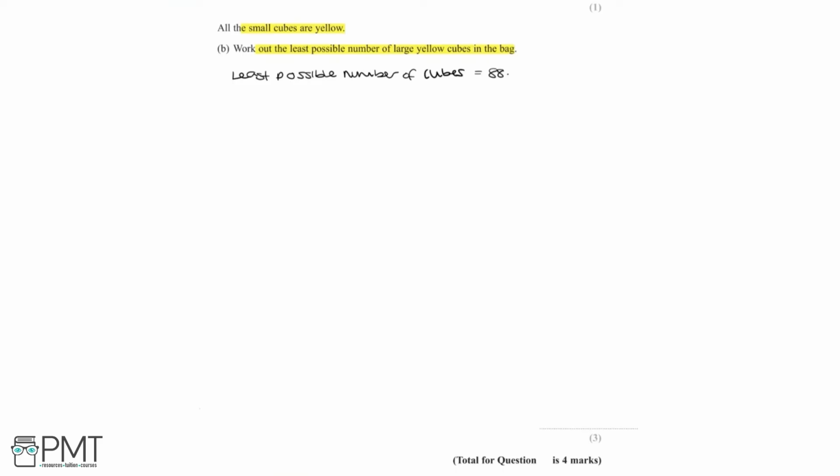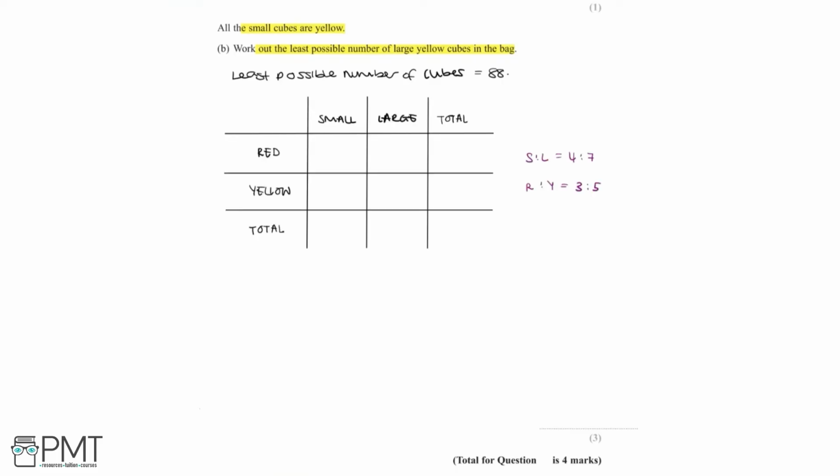Now we can use a two-way table to represent the information given to us. We know the total number of cubes in the bag, and we have the ratios between the number of small cubes and large cubes, and the number of red cubes to yellow cubes. Now let's work out some values before we can fill in our table.